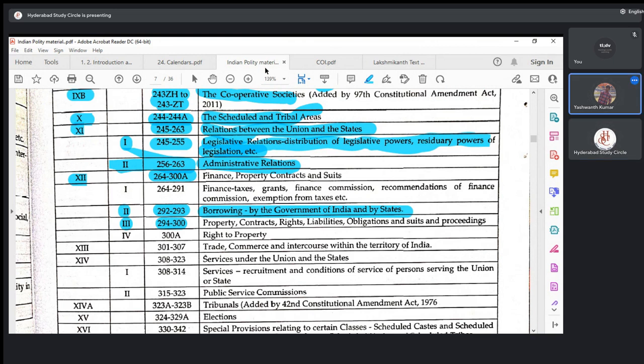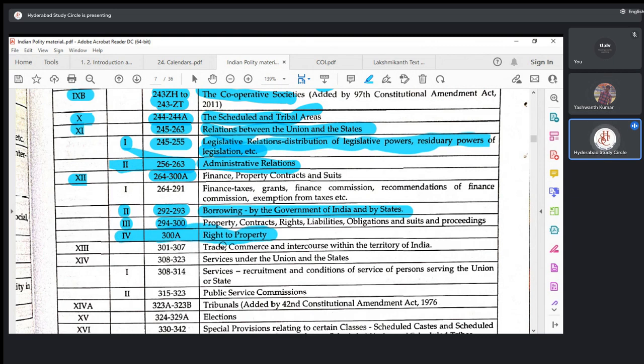Next please. Chapter number 3, Article number 294 to 300, property, contracts, rights, liabilities, obligations, and suits and proceedings. Then Chapter 4, Article number 300A, right to property. This is the most important. Right to property was previously a fundamental right.